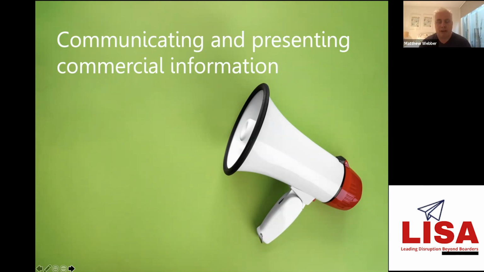What's important here is that we discuss communicating and presenting commercial information. One of the biggest risks that you will have when you apply yourself to doing financial and commercial management is you'll create a whole bunch of spreadsheets that nobody will understand. Maybe you might. But the whole thing here is that we want to be able to communicate this commercial information.